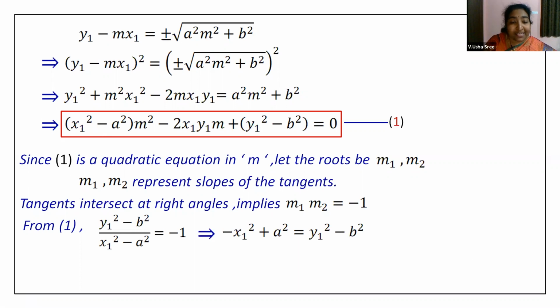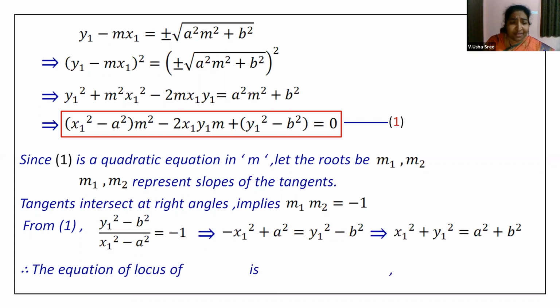So now we will equate it to -1 and simplify, and you will have minus x1 square plus a square is equal to y1 square minus b square. Now rearrange this: x1 square plus y1 square is equal to a square plus b square. This is a locus, isn't it? Locus of point P (x1, y1). Just replace x1 and y1 with x and y. You will get the general form of the circle equation, that is, x square plus y square is equal to a square plus b square.